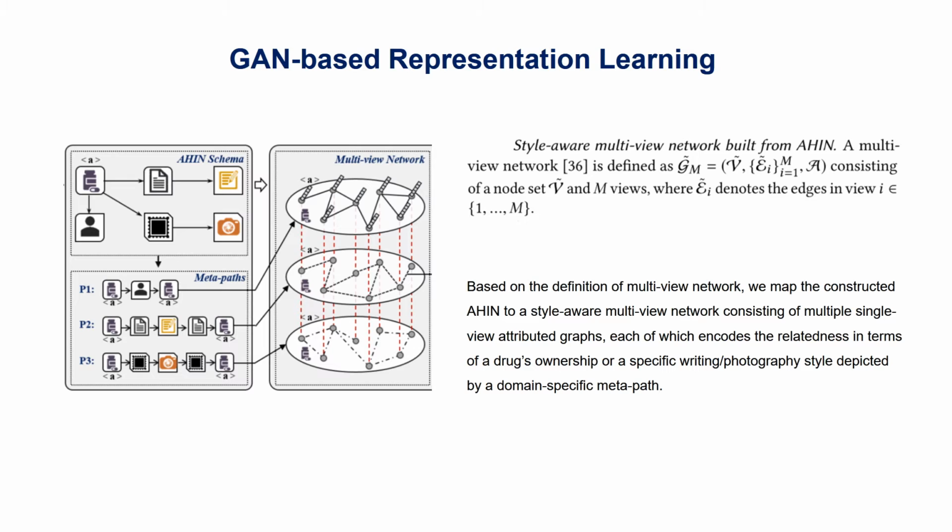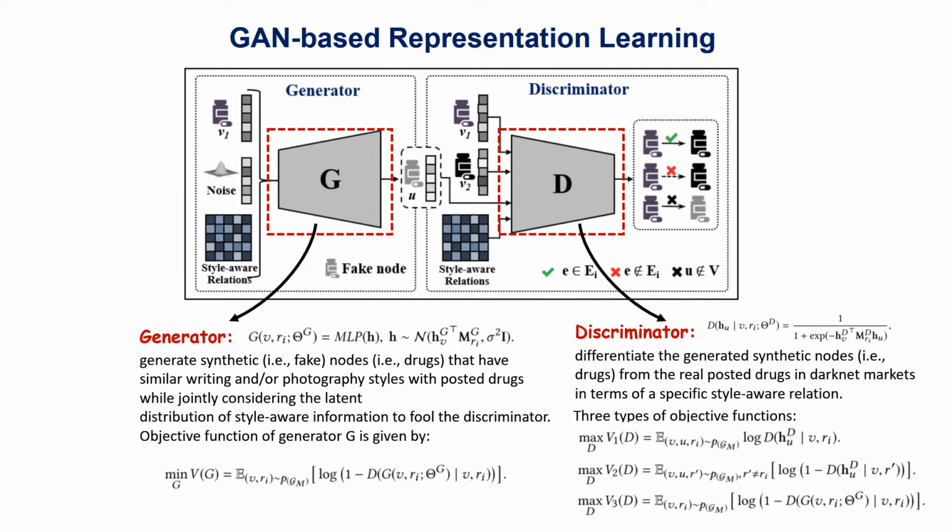Guided by the designed metapaths, we map the constructed attributed HIN to a style-aware multi-view network, which consists of multiple single-view attributed graphs, each of which encodes the relatedness in terms of a drug's ownership or a specific writing or photography style. Based on the multi-view networks, we design a GAN-based adversarial framework to learn the node representations, which could characterize the latent distribution and ensure the robustness of node embedding.